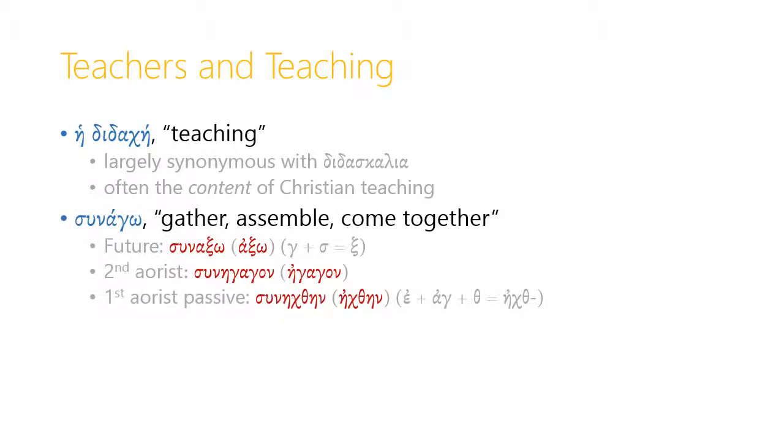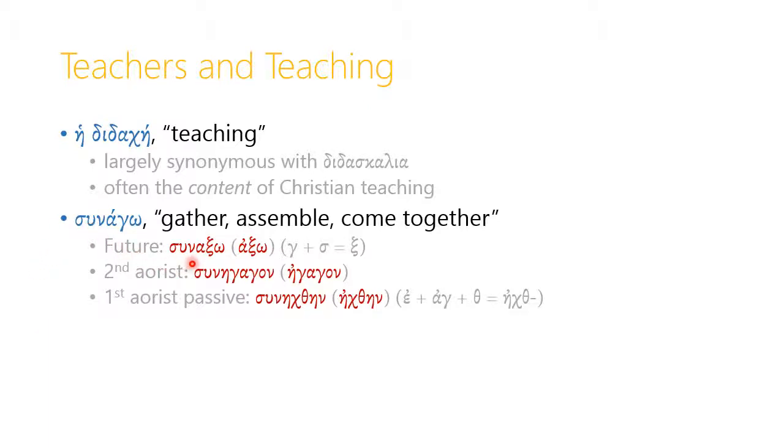Another useful verb when we're thinking about teachers and teaching is sunago. This means I gather or assemble, or I come together. Usually that would be in the plural, we come together. And this is often used for the gathering of students to hear a teacher.